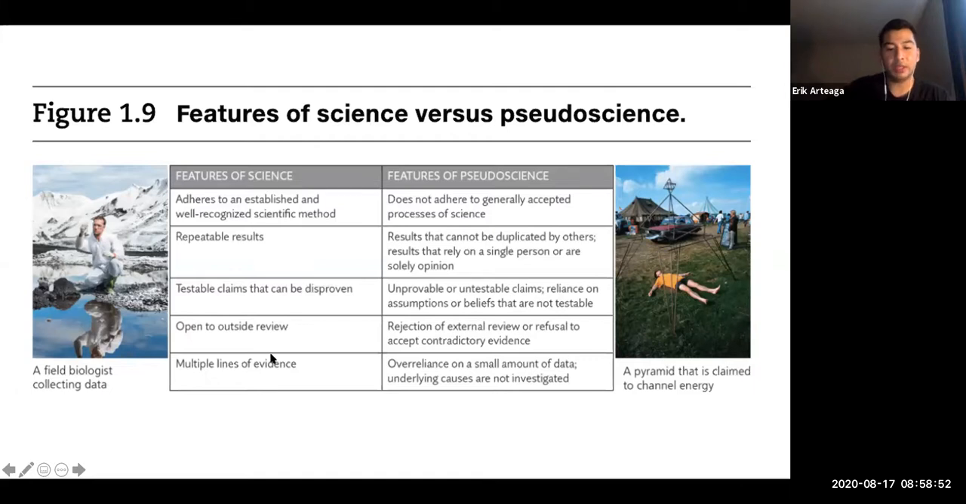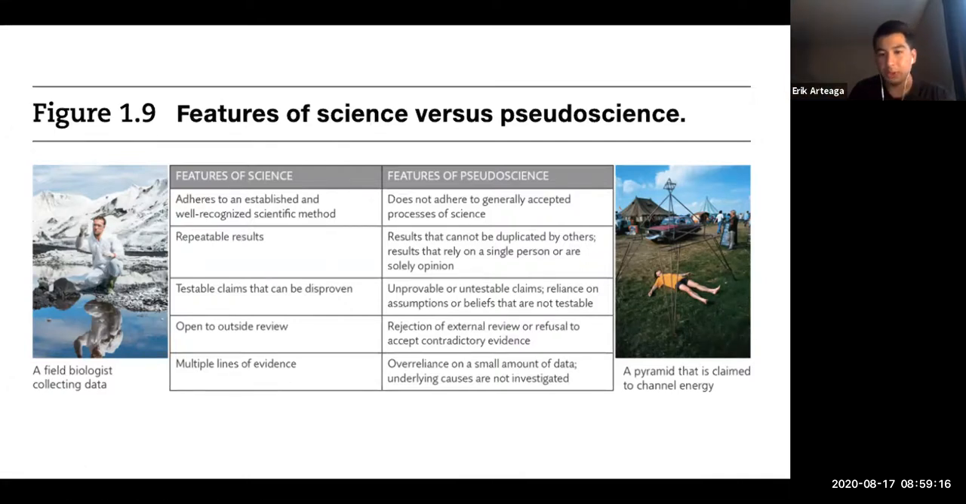If I make a discovery in a field and make a bunch of claims about it curing cancer or saving lives or having some sort of implications for medicine, I need to have the proper documentation and the proper experimentation to prove that, okay? So again, multiple lines of evidence. You test multiple facets of that project or that research, okay?